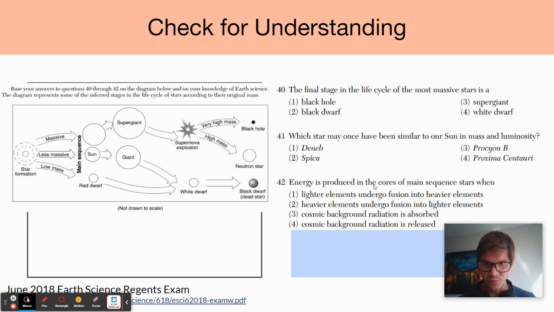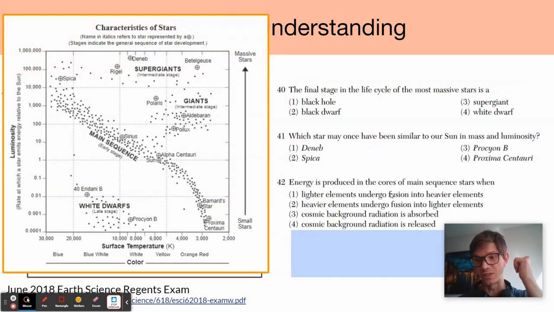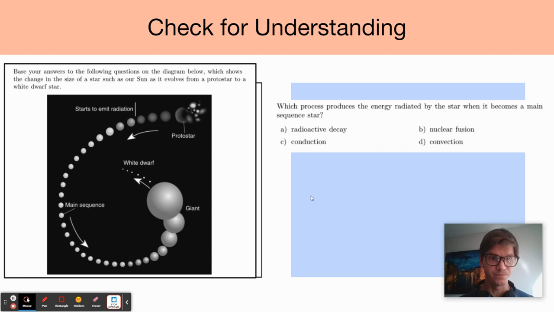Lastly, 42, energy is produced in the cores of a main sequence star when... They love asking about fusion, and that would be lighter elements fusing into heavier elements. We're always going to see questions on gravity and fusion, the force of gravity, the process of fusion.